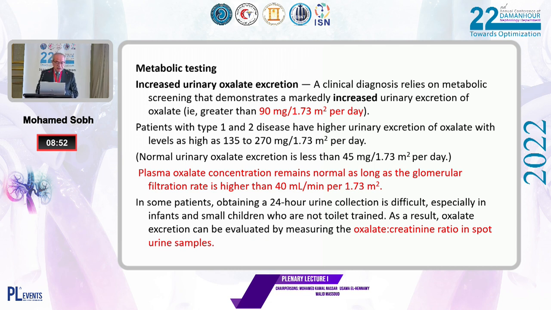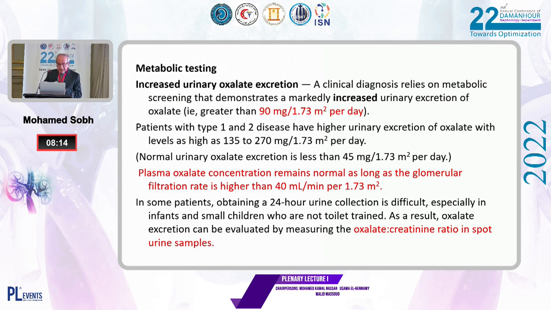Now we come to the metabolic testing. Increased urinary oxalate excretion. A clinical diagnosis relies on metabolic screening that demonstrates markedly increased urine excretion of oxalate. It is greater than 90 milligrams per 1.73 square meter body surface area per day, in a 24-hour urine. Patients with type 1 and 2 have higher urine excretion of oxalate, with levels as high as 135 to 270 milligrams, so very high above the upper limit.